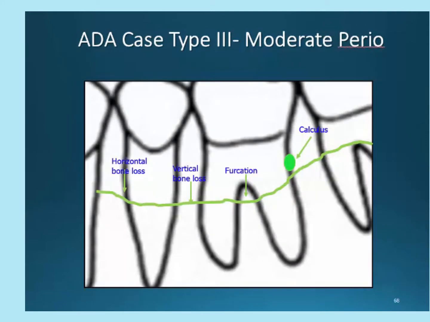If you had to draw the previous image on your patient's chart, this is what you would be seeing. Notice I have identified the bone loss and the furcation. There is also one more item I'd like to include, and that is calculus. We will review calculus formation and its appearance in the upcoming slides.